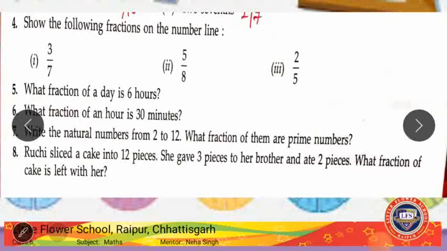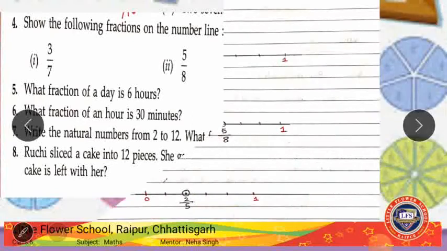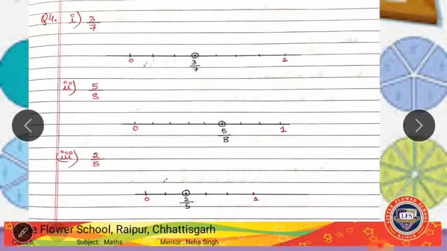So the first is 3 by 7. See how we are going to draw? We will draw the number line, right? Now there are steps, the same for any number we have to represent as a fraction on the number line, right?